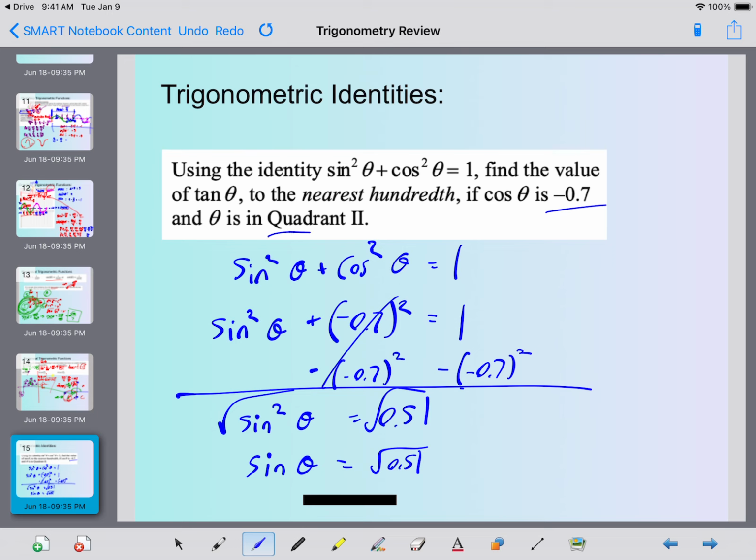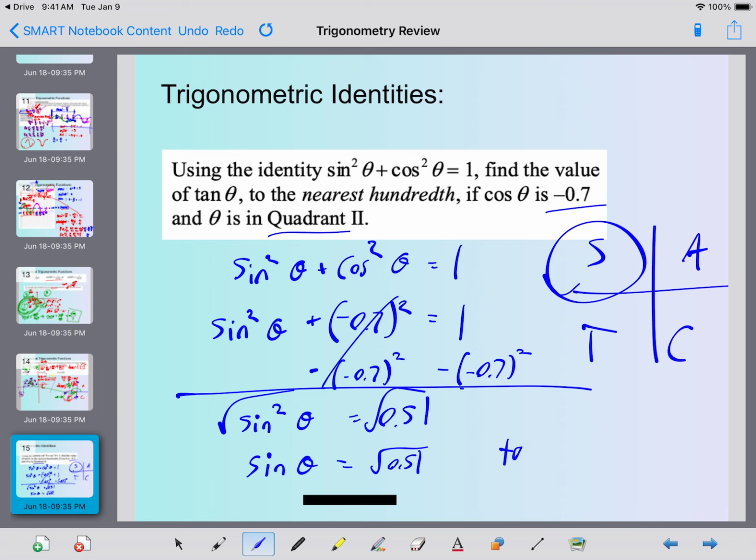It says it's in quadrant 2, right? So, all students take calculus. We did use the identity, so the sign should come out correctly. But we know sine is going to be positive because it's in quadrant 2. Tangent of theta equals sine of theta over cosine of theta.